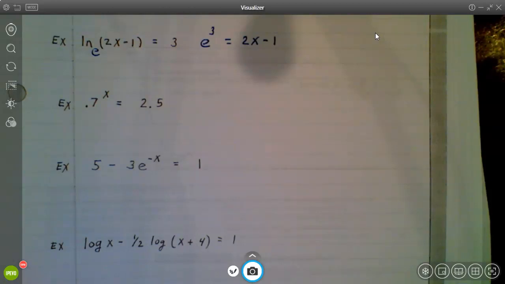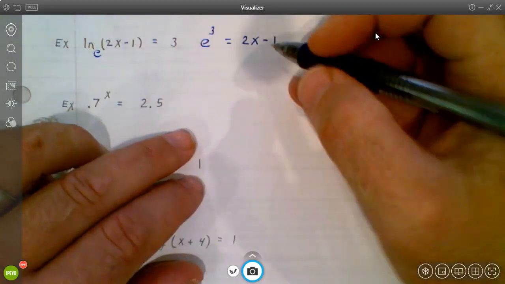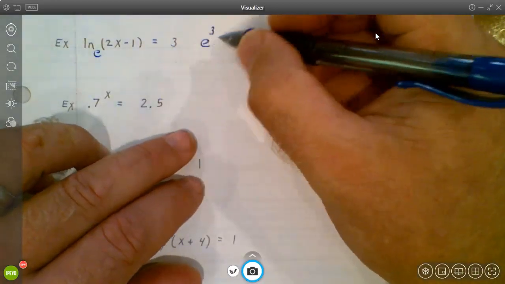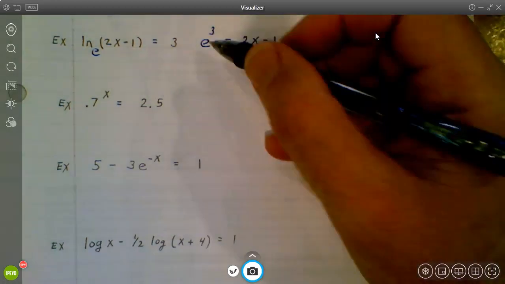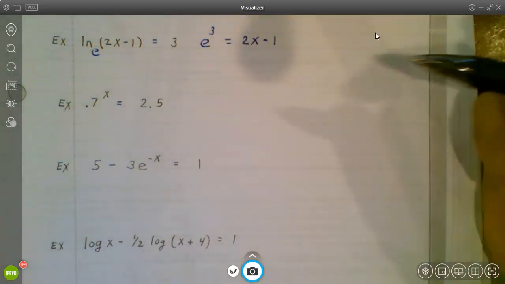You can be asked to keep things in exact form, so that's why I'm going to do it for now. This would be an irrational number, so the only way to go beyond e to the third would be to plug that in your calculator.